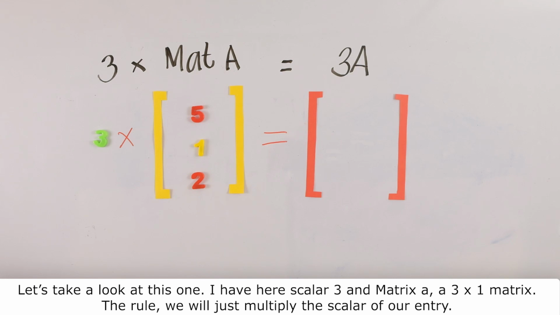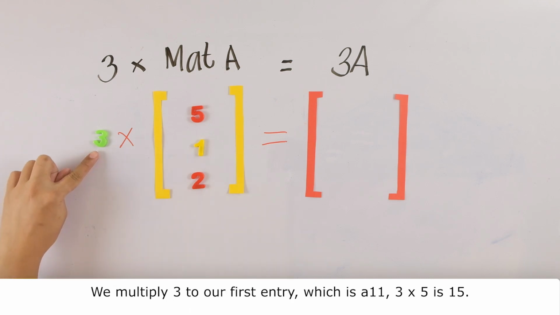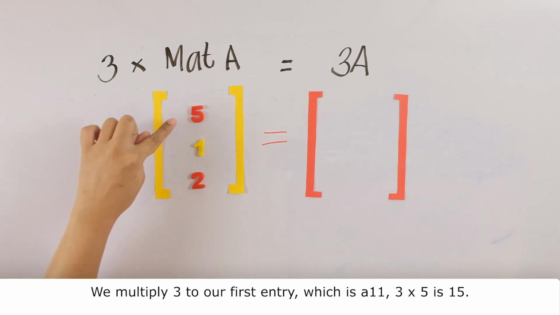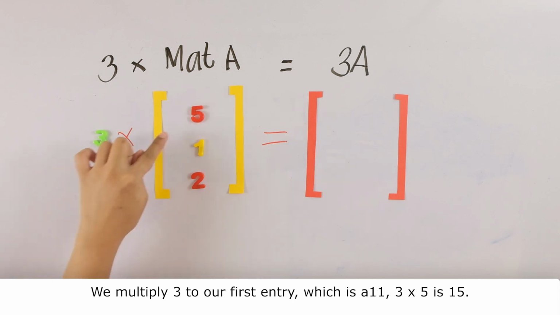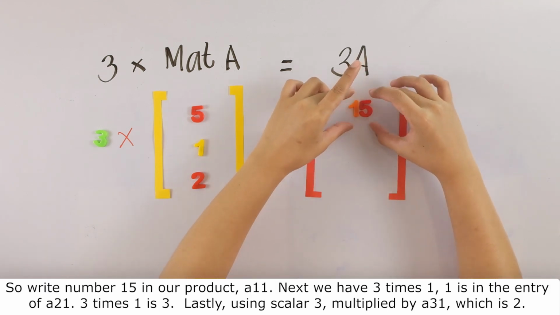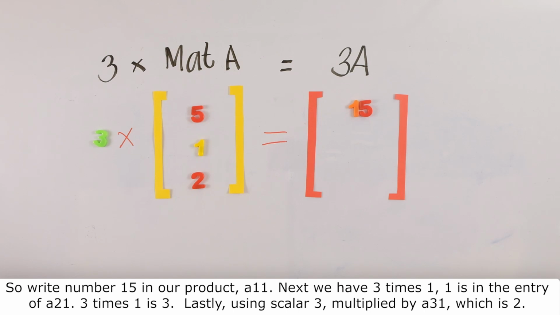Let's take a look at this one. I have here scalar 3 and matrix A, a 3 by 1 matrix. Now, the rule: we will just multiply the scalar to each of our entries. Now, we multiply 3 to our first entry, which is A sub 1,1. 3 times 5 is 15. So we write the number 15 in our product as A sub 1,1.